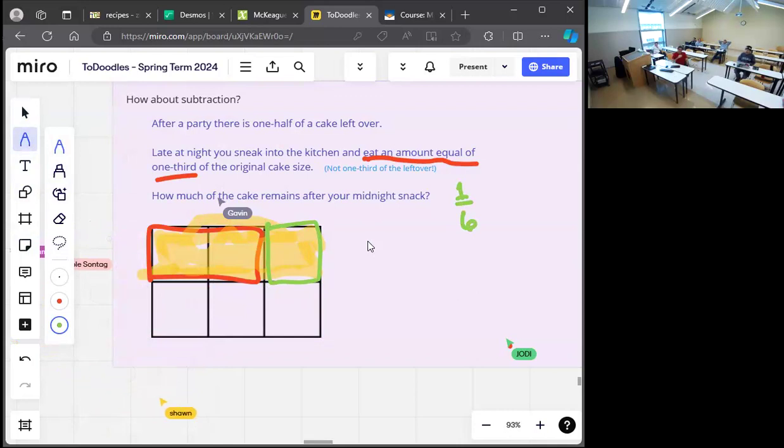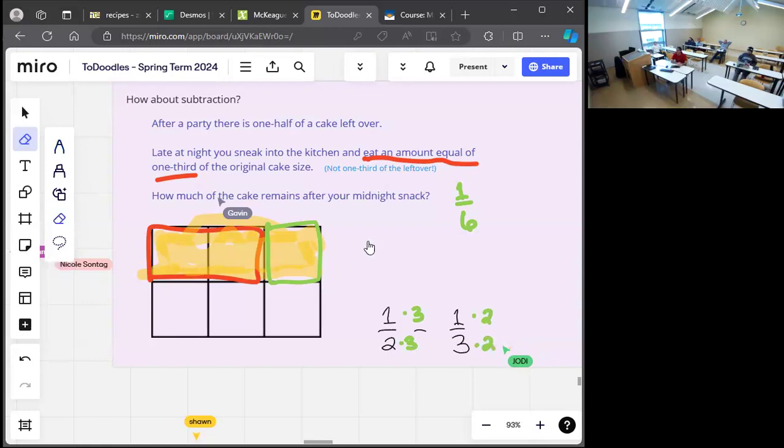Understood. So if you like pictures, you can draw lots of pictures and do this kind of fraction problem. If you don't like pictures, then you would just say that we had half the cake, and we take away a third of the cake. How are we going to do that? Well, I need to do a times 3 top and bottom to make it match, and a times 2 top and bottom to make it match.